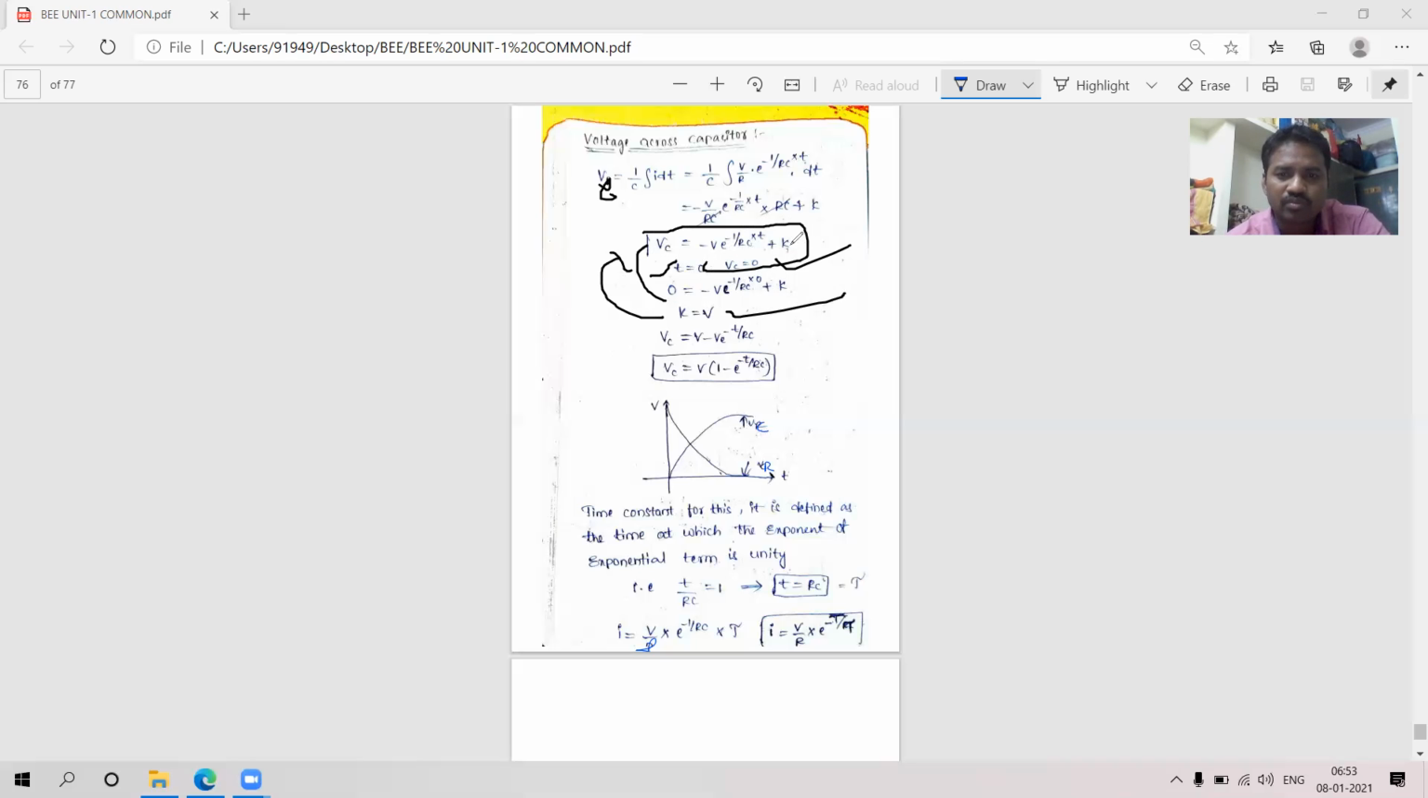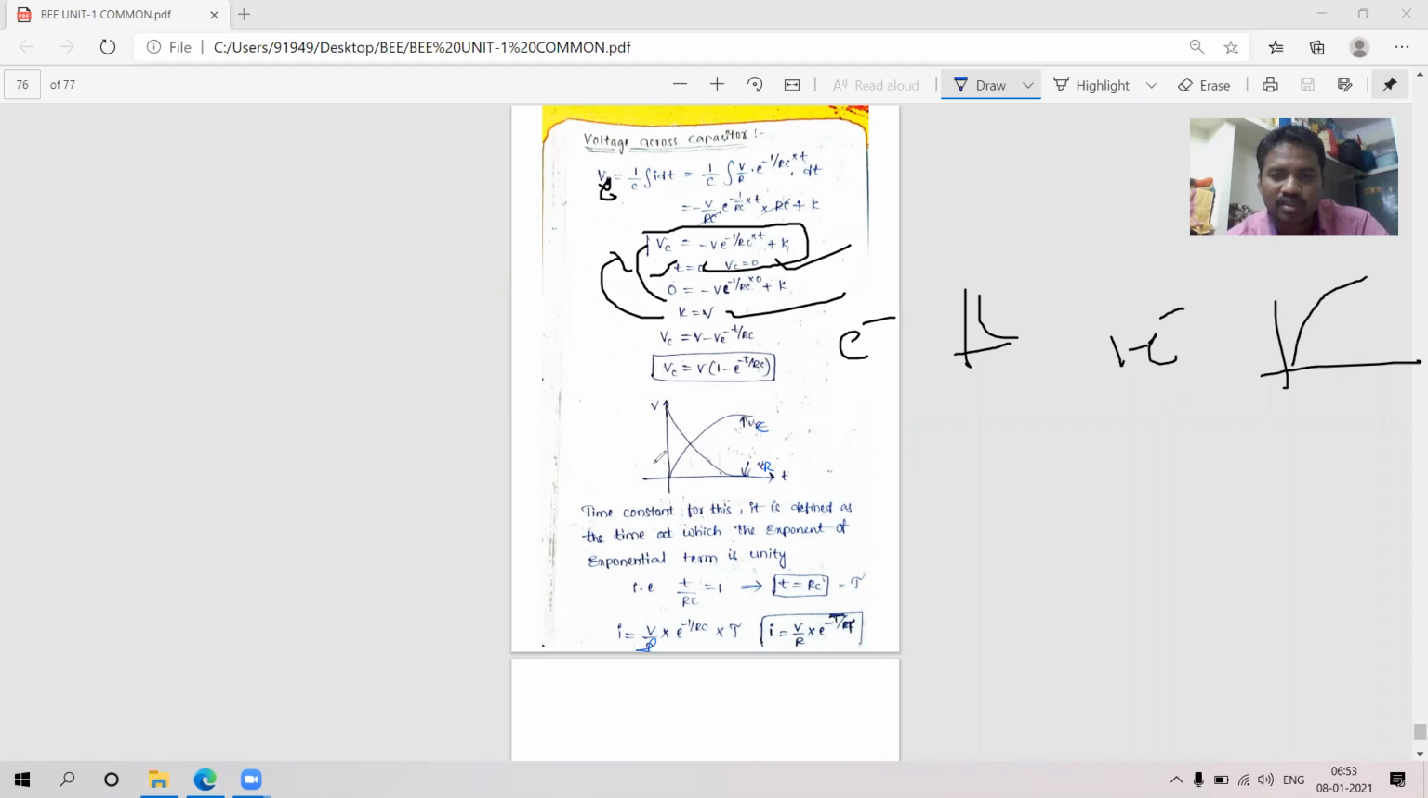Vc is equal to k value, V, plus the minus term, minus V into e power of minus t by RC. So V is common here. It is V into 1 minus e power of minus t by RC. Just now we discussed that e power of minus value is the decaying term, but 1 minus e power of minus t by RC will be an exponentially increasing term.